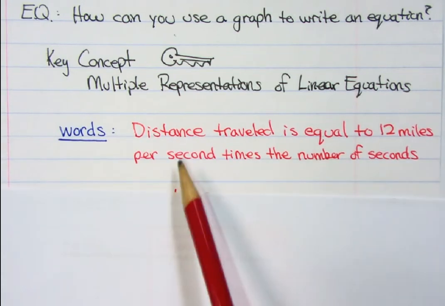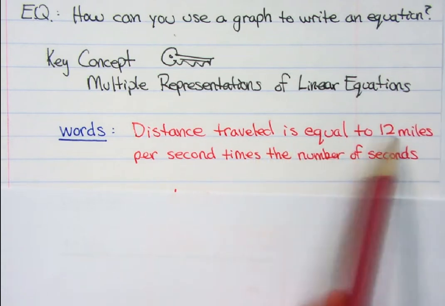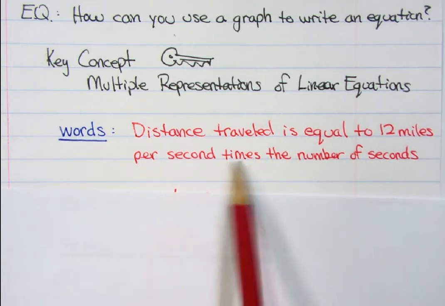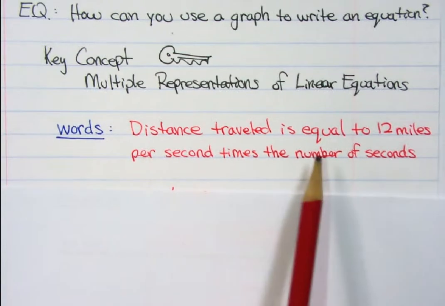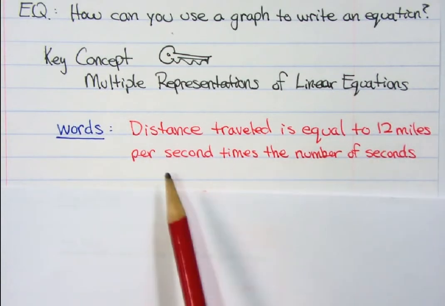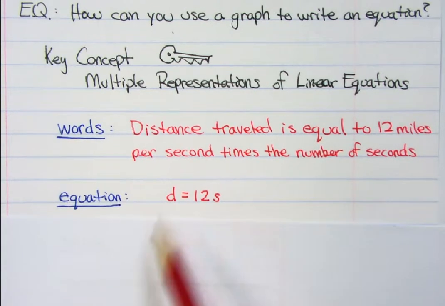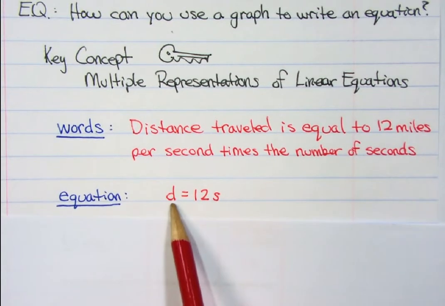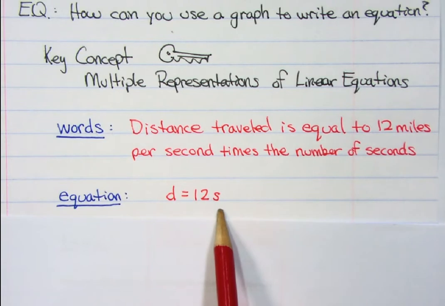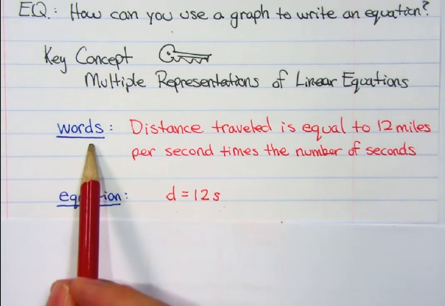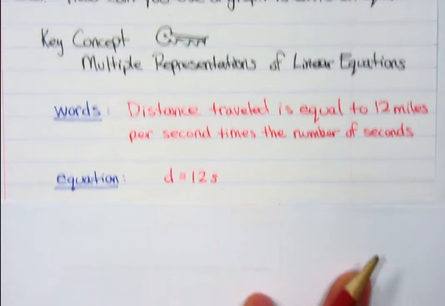So words: the distance traveled is equal to 12 miles per second times the number of seconds. So how far you travel is equal to 12 miles per second. So they're traveling really fast. What does that look like as an equation? Well, that would be the distance. D is equal to 12 times S, where S is the number of seconds and D is the distance in miles. So there's the words representation. Here's an equation of that same situation.